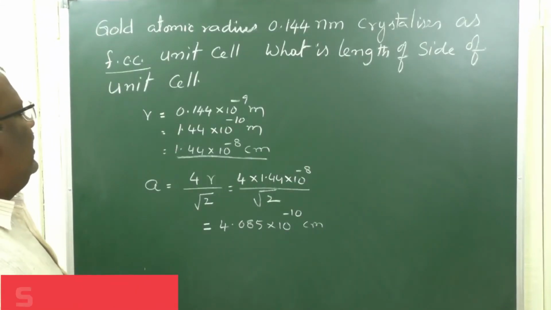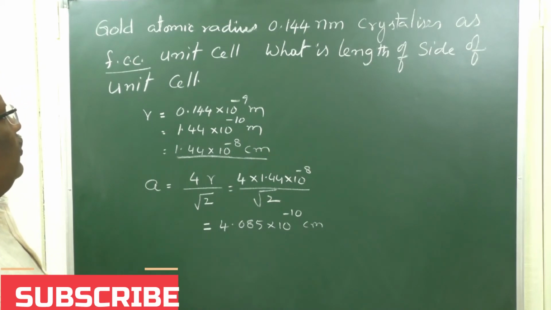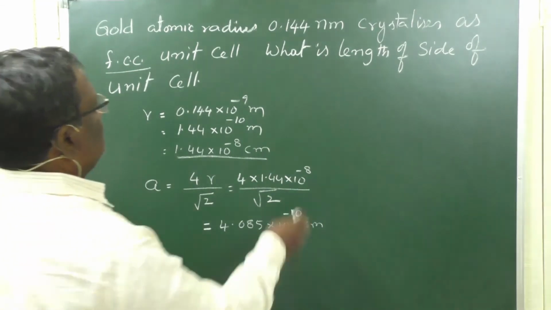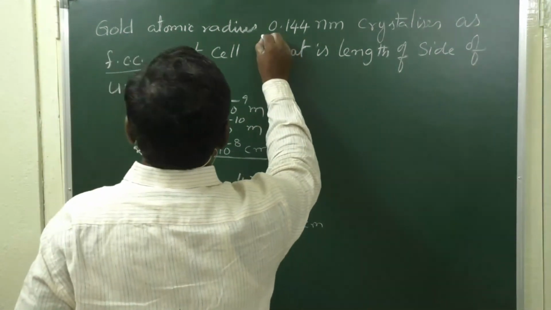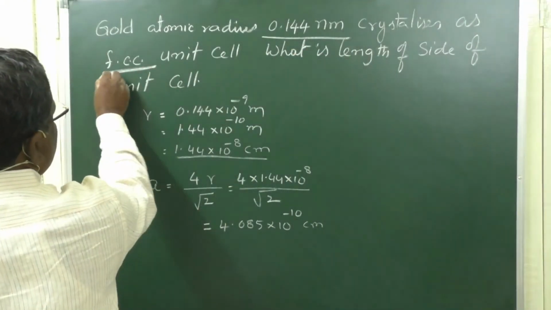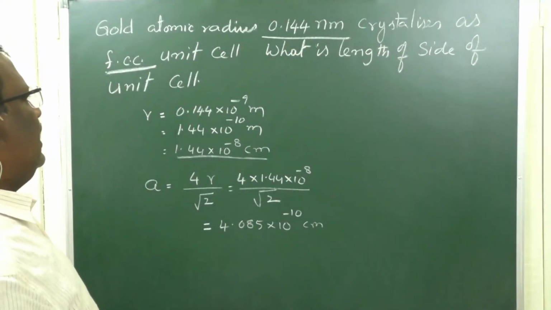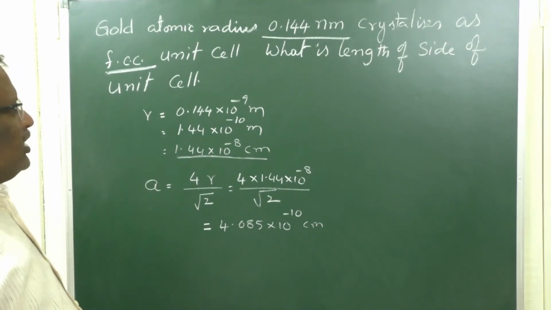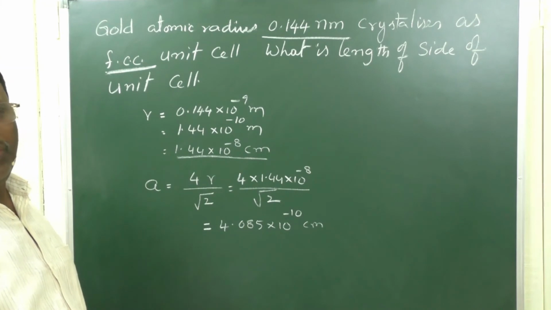Gold atomic radius is 0.144 nanometers, and it crystallizes as an FCC unit cell. What is the length of the side of a unit cell? Here they are giving us the radius of the atom and the unit cell is FCC. With the help of this data, they are asking us to find out the length of a side edge of a unit cell.